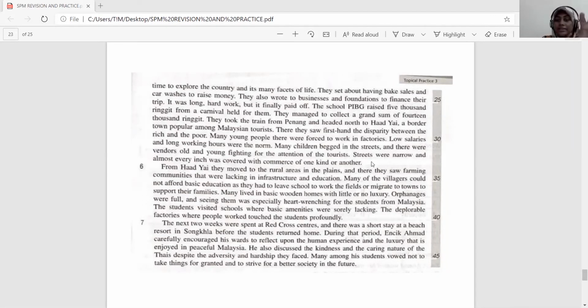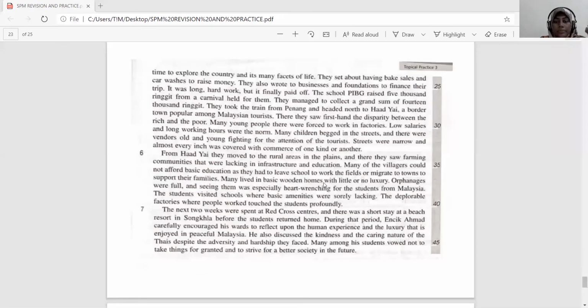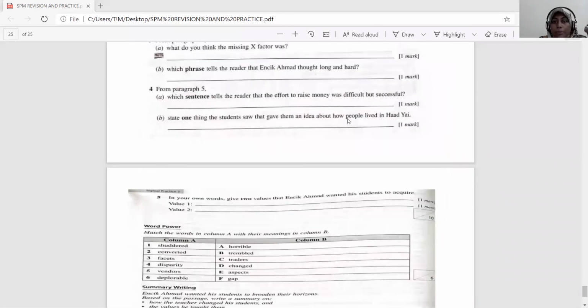The street is, I think, common. Even in other countries, we have the narrow street and all that. Even in Malaysia, we have it. But we have never seen the situation of children begging in the street, or young or old vendors fighting for the attention of the tourists. All right. So that is about the people. They already mentioned that in the question about people. So when you talk about the street being narrow, then it's wrong. All right. Can you understand?